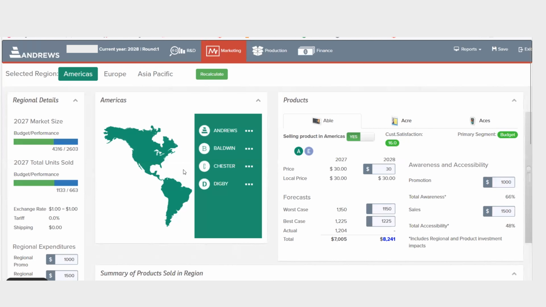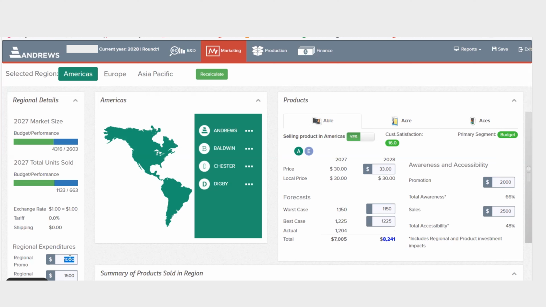So in marketing, we are going to start with the budget product Able, that is in America region. And the first thing that we are going to do is to make sure that we offer a very competitive price. You can see the price that we are offering is 33, and you can see we are also forecasting our worst case and best case scenario. From our worst case we are giving it 1150, and then best case we are offering 1225. And at the same time, we are increasing promo and sales budget.